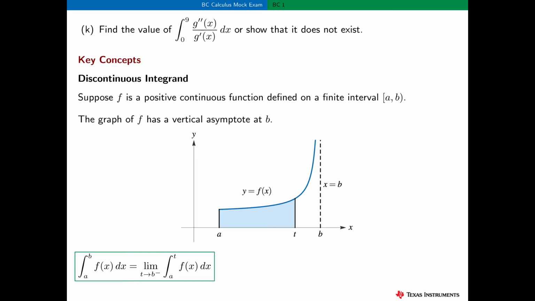If this value approaches a definite number as t approaches b from the left, then we express this result mathematically using this limit notation. And this expression is used to define an improper integral of type 2, even when f is not a positive function, no matter what type of discontinuity f has at b.